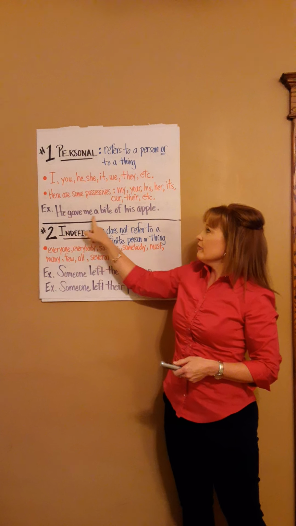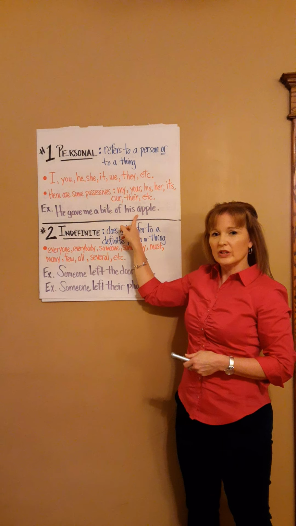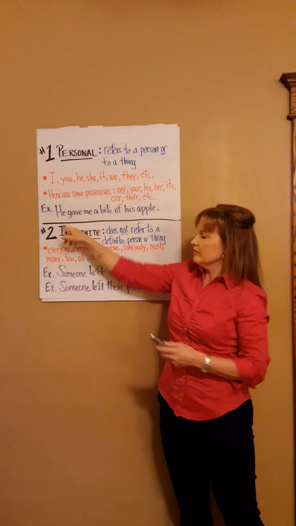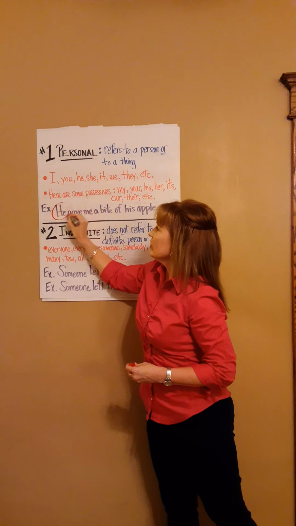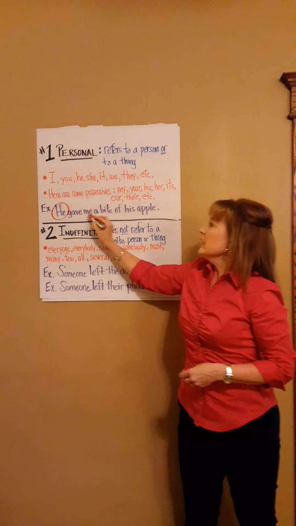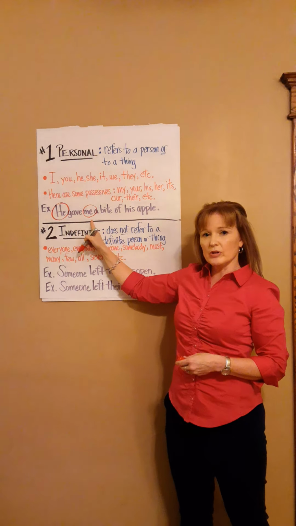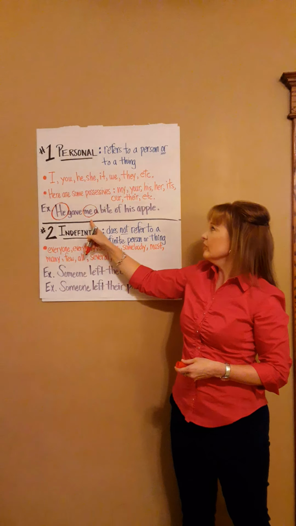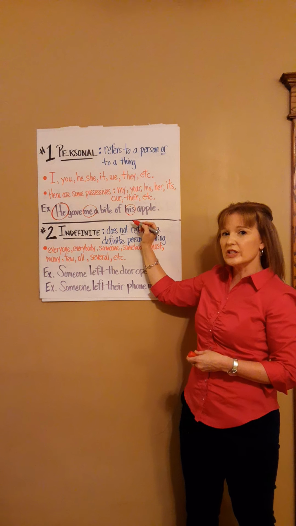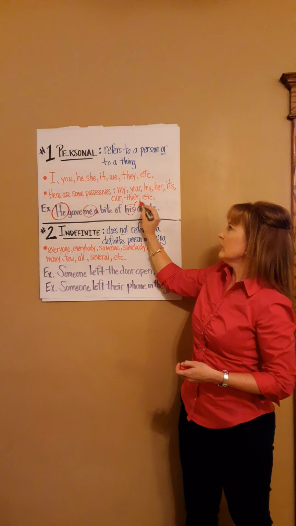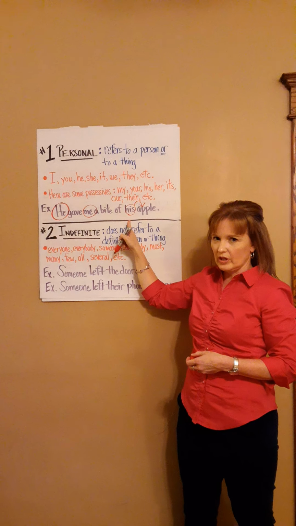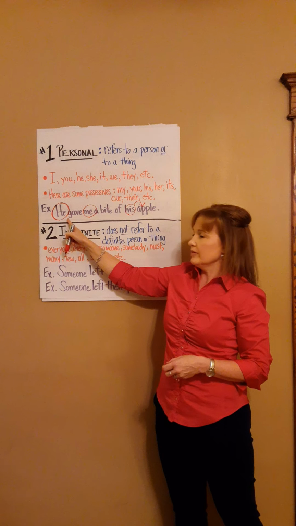So, he gave me a bite of his apple. There are 3 pronouns in this sentence. He is your first one. It's referring to a person, so it's a personal pronoun. Me is referring to another person, so it's a personal pronoun. And then his. See, his now, it refers to a person, but it also shows ownership. So there we have a personal possessive pronoun. So that sentence has 3.